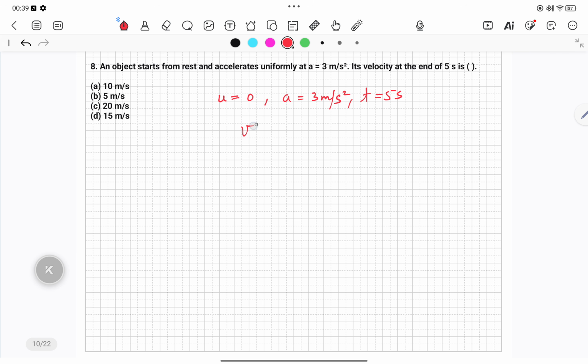We know that velocity is equal to u plus at. Here u is given as 0 plus acceleration is 3 and time is 5. So velocity will become 15 meter per second. So according to this, option D is correct.